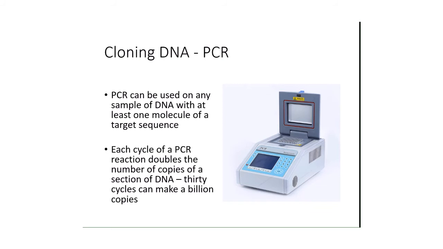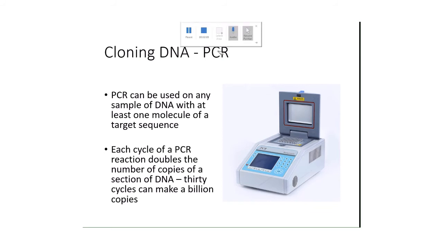So this could be a DNA sample from a sperm. It could be a DNA sample from blood that is taken from a crime scene. It could be remnant DNA from, say, a mummy or something. Right? You just need a very small amount of the DNA, one molecule of DNA, and then you put it in the PCR machine. And each time the cycle runs, it is going to double that number.